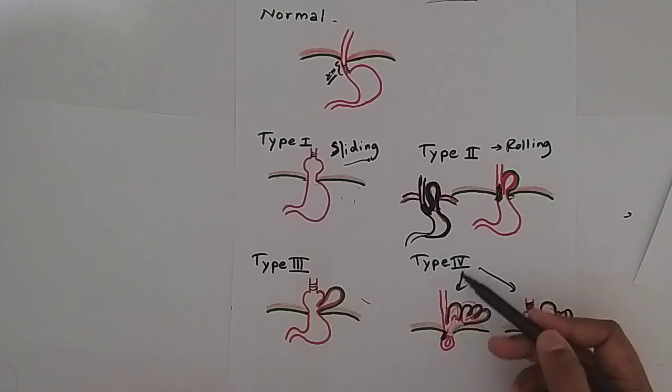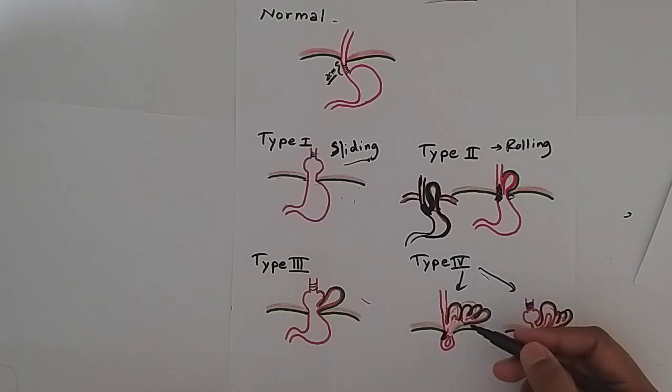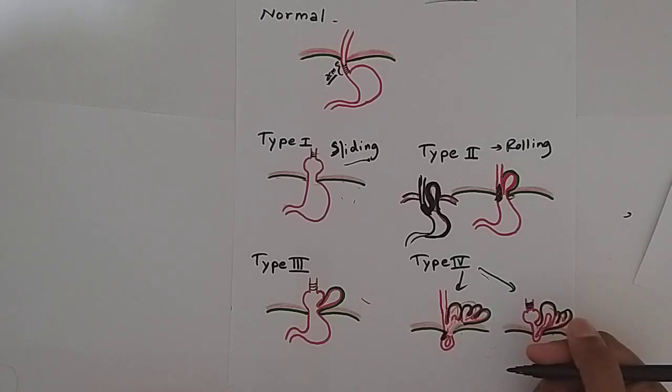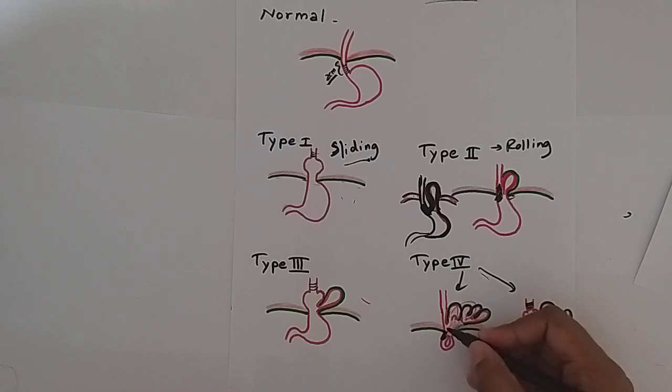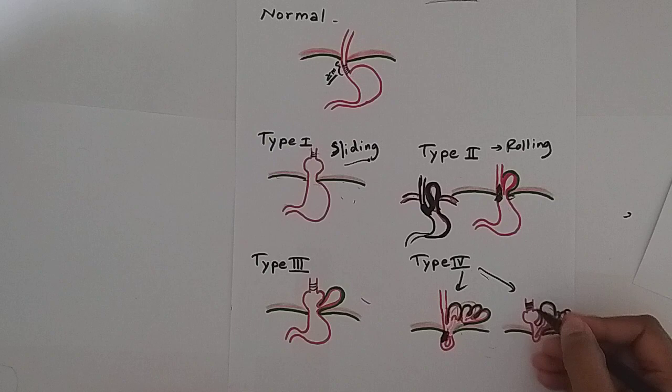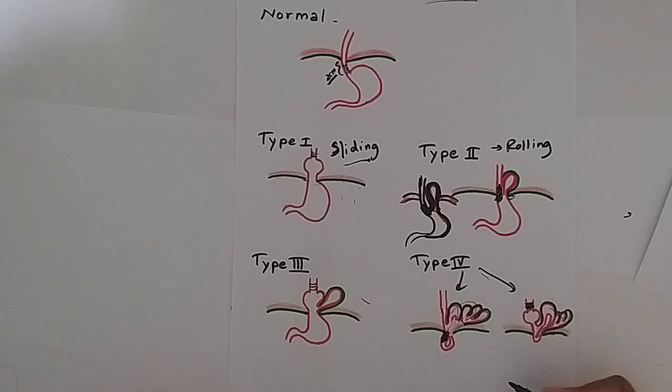And type 4 is due to many organs coming through the esophageal hiatus: stomach, intestines, mesenteries and all come into the thoracic cavity through the esophageal hiatus. But it can be of two types. In one type, the gastroesophageal junction can remain in the same position, but in the other, the gastroesophageal junction has gone upward. So this patient has gastroesophageal reflux and that patient doesn't.